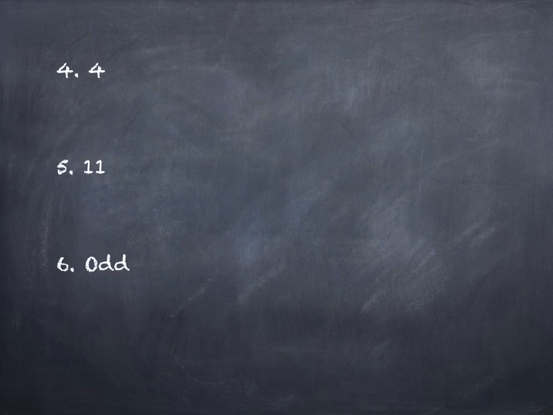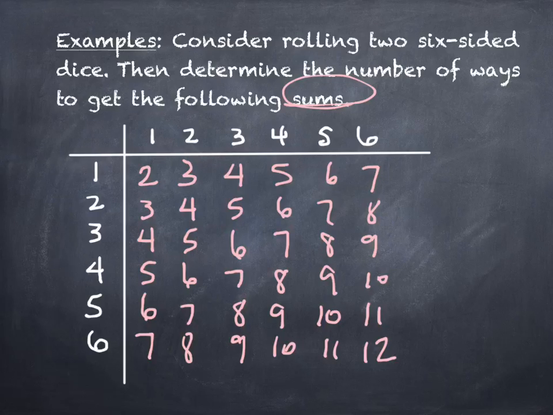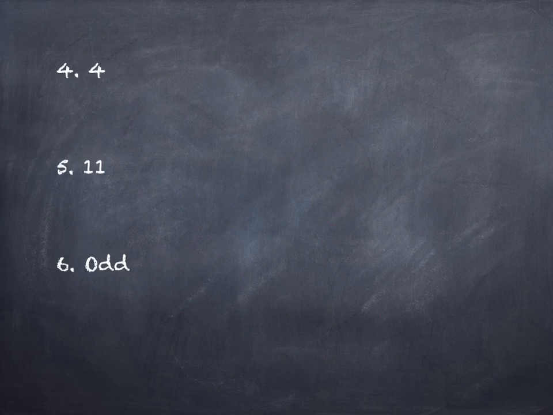All right, so let's take a look at the ones that we're looking at specifically. The question asks, it reads this way: Determine the number of ways to get the following sums. And the first one is the number 4. So if you take a look right here, and you're just looking at the chart, how many 4s do you see? There are 3 of them. So there are 3 ways of getting a 4.